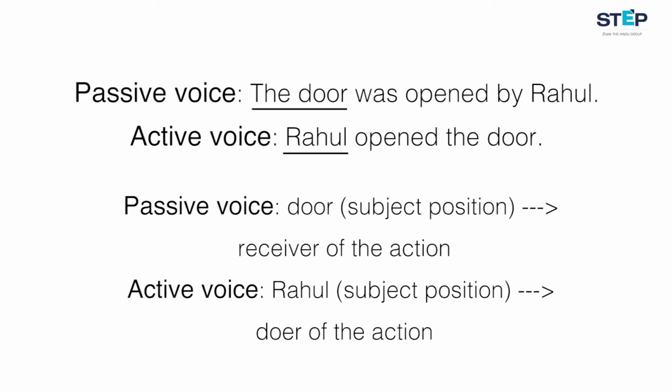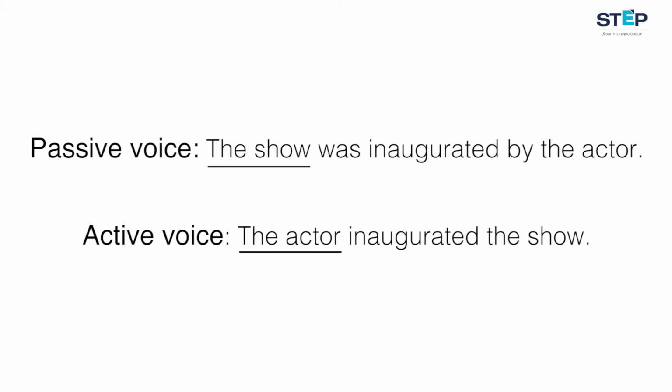The same sentence in the active voice has Rahul as the subject and the focus is on who opened the door rather than what was opened. Look at another example now. The show was inaugurated by the actor. The actor inaugurated the show. In the sentence in the passive voice, the show is in the subject position and it receives the action, that is, inaugurated. The active voice sentence, however, has the actor in the subject position and the actor is the doer of the action of inauguration here.